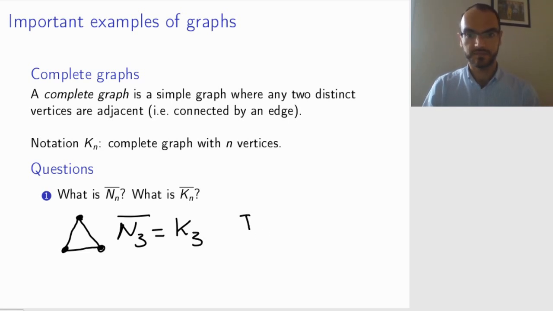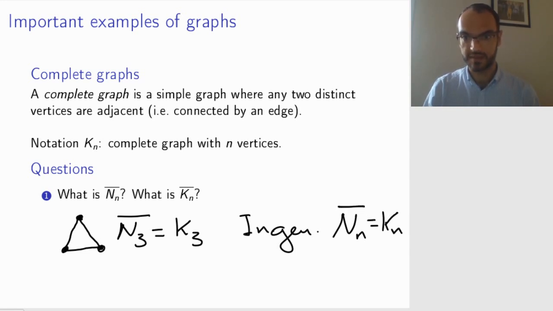And in general, the complement of the null graph is the complete graph on the same number of vertices. So now, what is the complement of the complete graph? Well, you do the opposite thing. You take the complete graph. Now there are no edges to add, but you erase all edges that are there. You get the null graph.